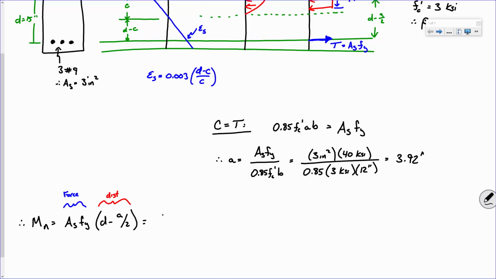So As, that is 3 square inches. Fy, that is what? 40 KSI. And then d is, what's d? 15 inches minus a, which we just calculated, 3.92 over 2. And what does that give us?